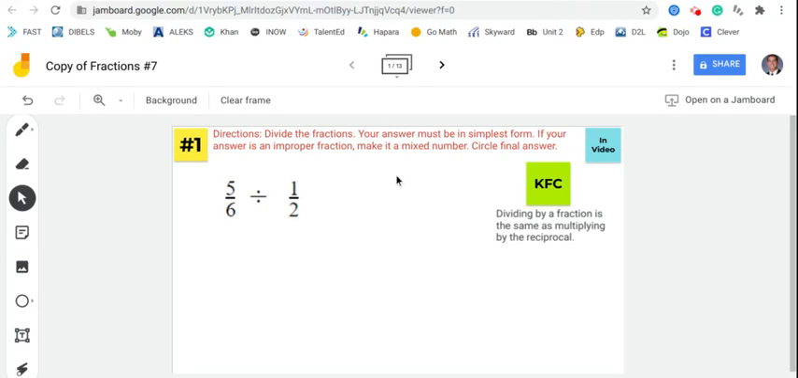Okay, I am here in fractions number 7, Google Jamboard. As you can see, there are 13 frames in this Jamboard. Over here on the left-hand side, you see all of the tools that are available within the Jamboard. The very top tool is the pen. Okay, it looks like a pen or a marker.